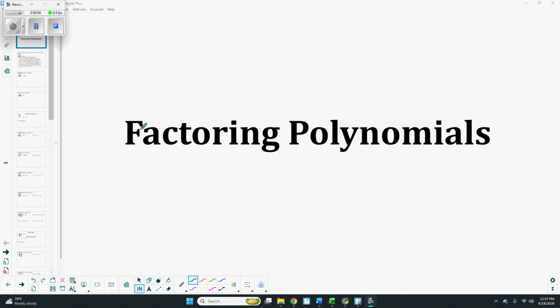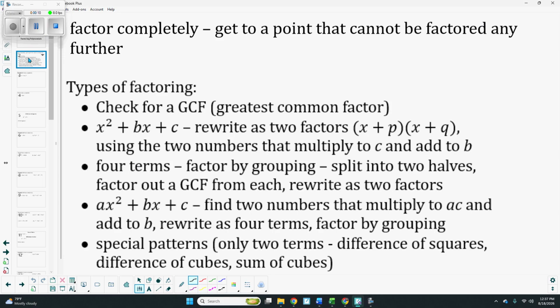In this lesson, we're going to talk about factoring polynomials. We've already talked about factoring quadratics. So our directions now might say factor completely. And don't forget that we already know there's a bunch of different types of factoring, but factor completely means get to a point that cannot be factored any further.